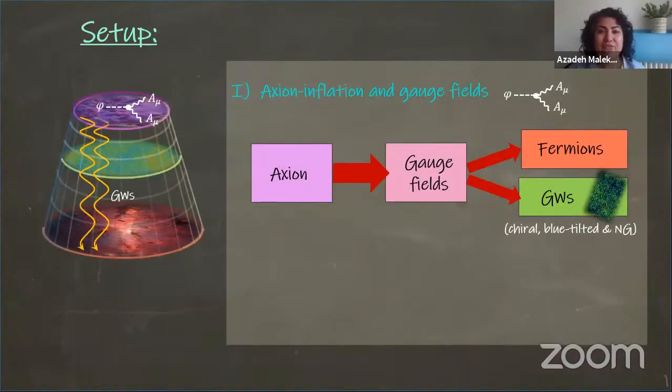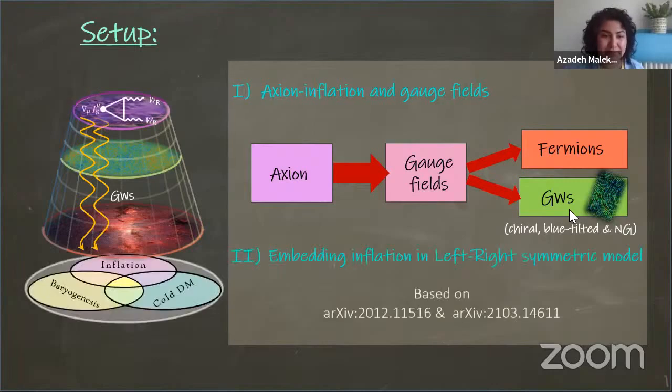In case the inflaton field is an axion, it naturally couples to gauge fields. So, long story short, the gauge field gets generated by the axion. And therefore this gauge field, which is active in the physics of inflation, can actually source all the particles which are coupled to this gauge field, like fermions, like the dark Higgs, and of course gravitational waves. Interestingly, the sourced gravitational waves are chiral, blue tilted, and non-Gaussian. So it provides an observable signature of this new framework.